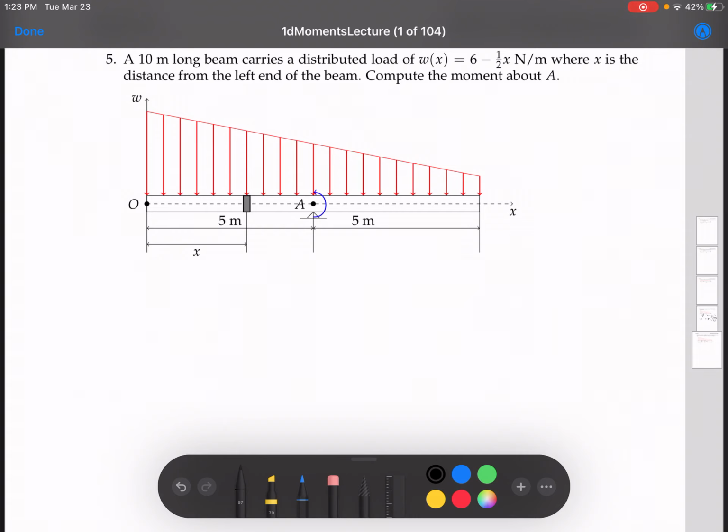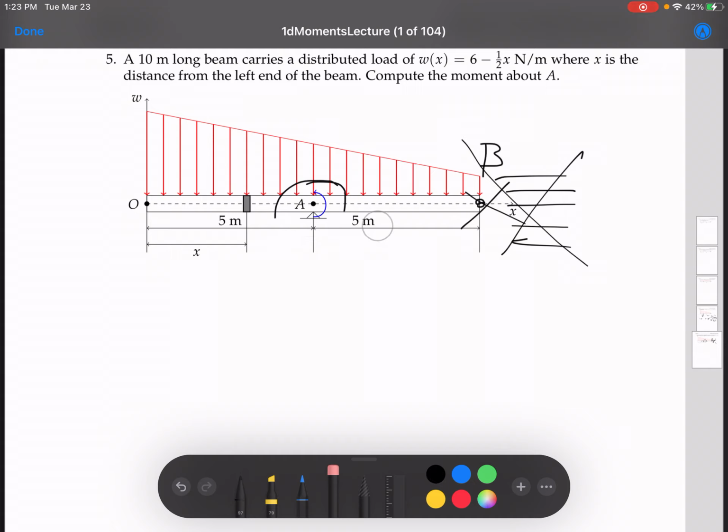In this example, the pivot itself has changed. So no longer do we have the pivot at a point B attached to a wall here. That's all gone. Now we have the pivot is about A, and that pivot is in the center of the beam. Now we'll compute things the same way.